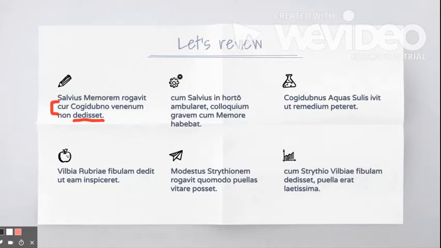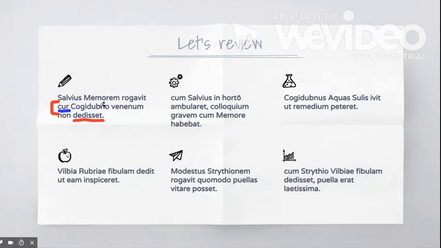First question, does it have a cum in this clause? It does not. So let's go forward. Does it have a question word? Look at that. We have cur, which means why. That is a question word. So we can automatically identify it then as an indirect question. Salvius asked Memor why he had not given the poison to Cogidubnus.